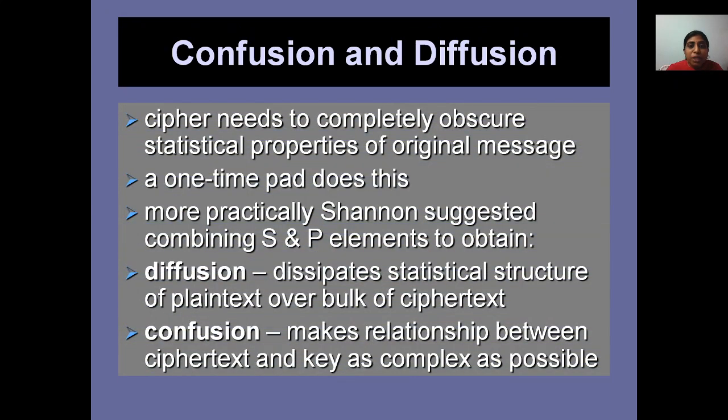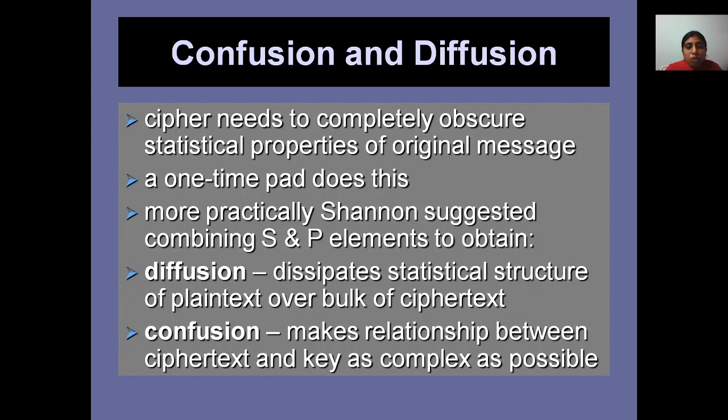Coming to confusion and diffusion, the cipher needs to obscure the statistical properties of the original data. The ciphertext should be in a hidden form such that it does not reveal anything about the original message. This can only be perfectly done by one method, the one-time pad, where the key is generated for that period of time only.